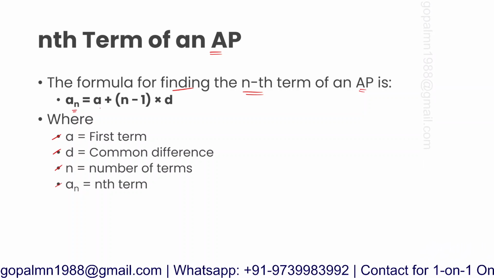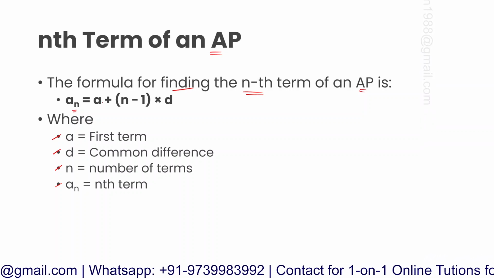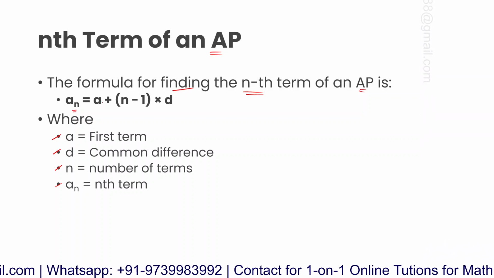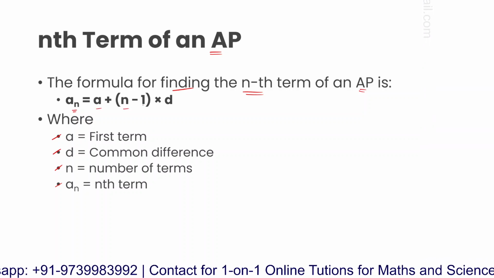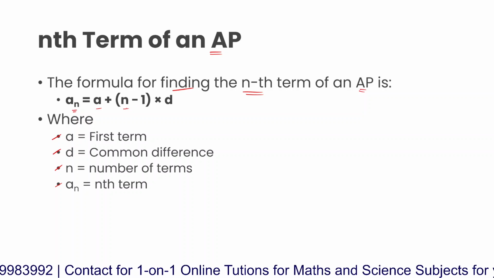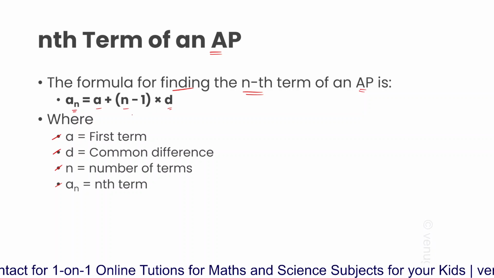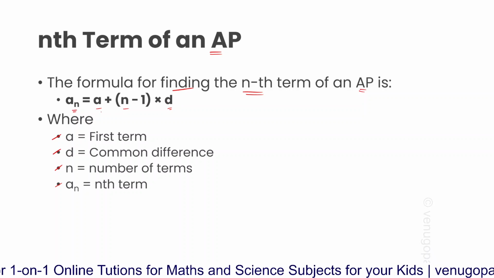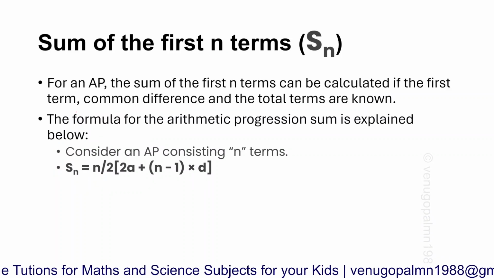Okay, we will be making use of this formula to find out the nth term of an AP, if you know the first term, the position in the sequence of the number you want to find, and also the common difference. Okay, if you know all these three pieces of information, A, n and D, you will be able to find out A of n, which is the nth term.